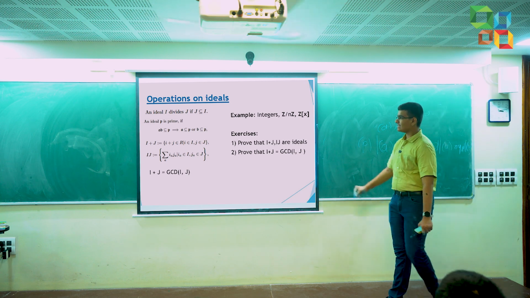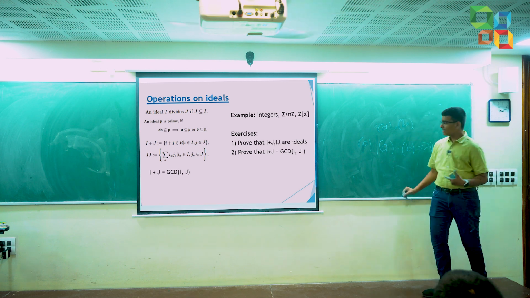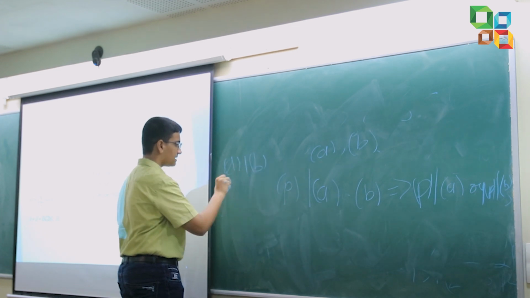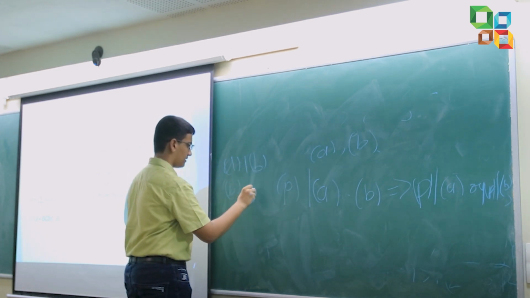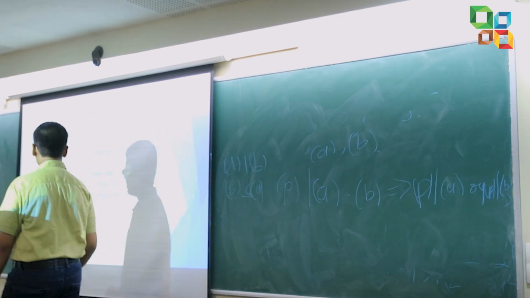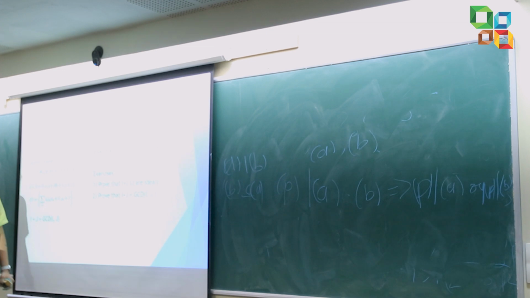But why it's written like that is, you remember I told you that time, A divides B means B is a subset of A, right? So that's the same thing here. AB is a subset of P means P divides AB. P divides A or P divides B.